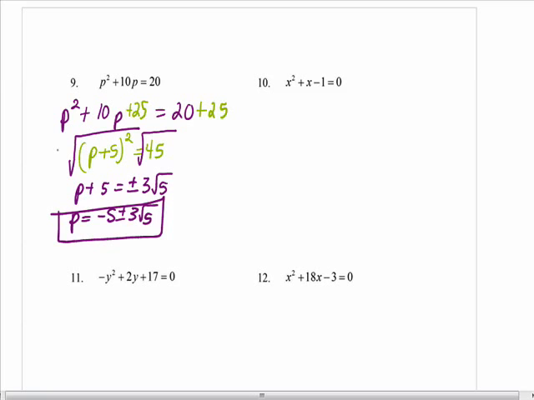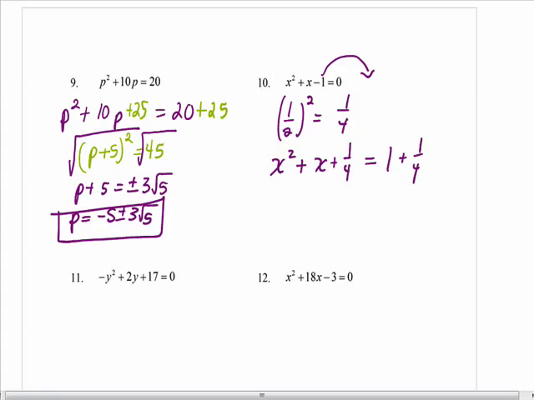All right, so what do we have as our b value? So our b over 2 value is 1/2. And then you square it, and what do you get? 1/4. So I would have x squared plus x. I need to move this 1 over there. And then what we're going to add to each side is 1/4. Is everybody at that point?